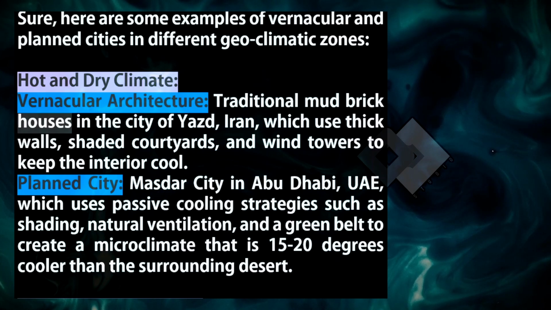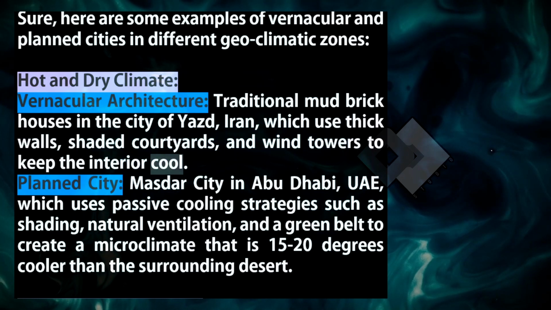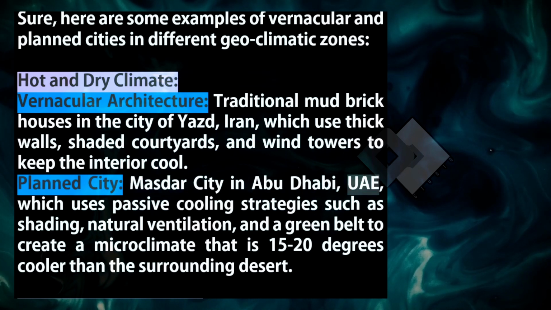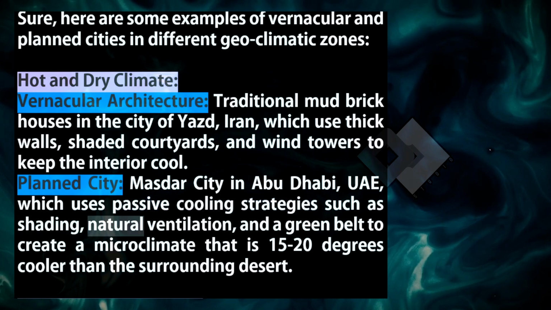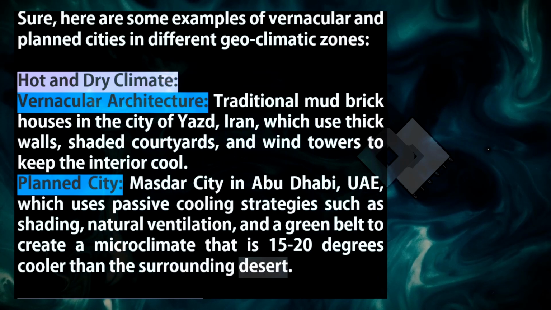Traditional mud brick houses in the city of Yazd, Iran, which use thick walls, shaded courtyards, and wind towers to keep the interior cool. Planned city: Masdar City in Abu Dhabi, UAE, which uses passive cooling strategies such as shading, natural ventilation, and a green belt to create a microclimate that is 15 to 20 degrees cooler than the surrounding desert.